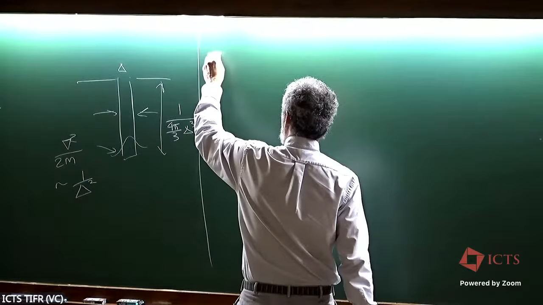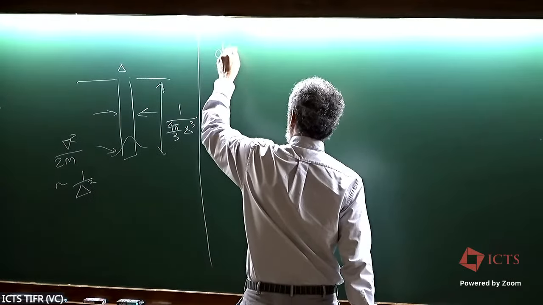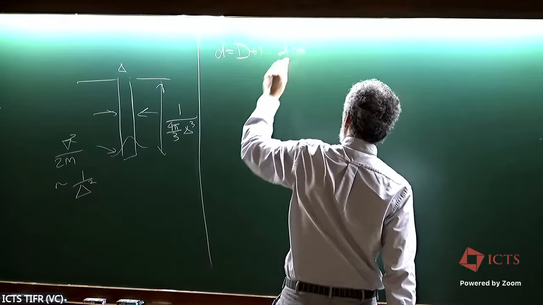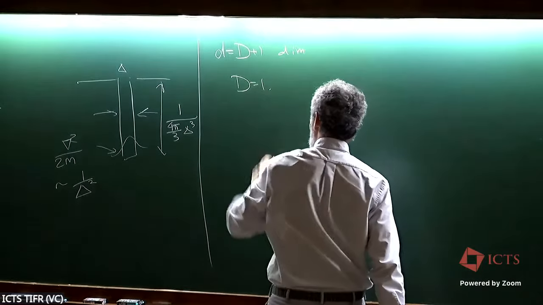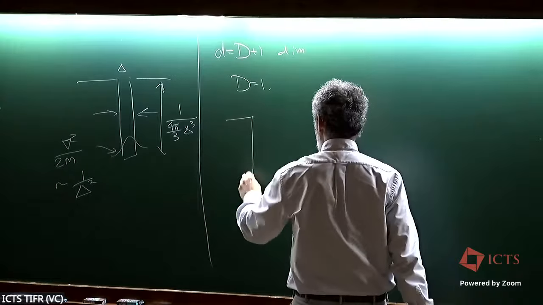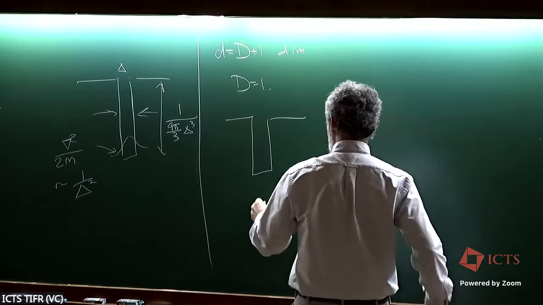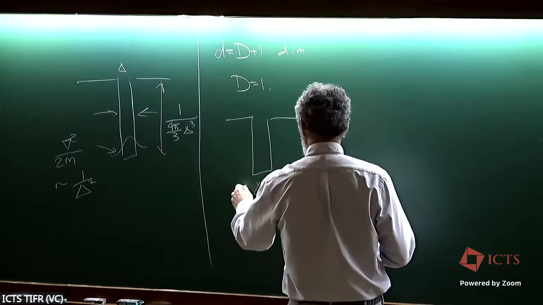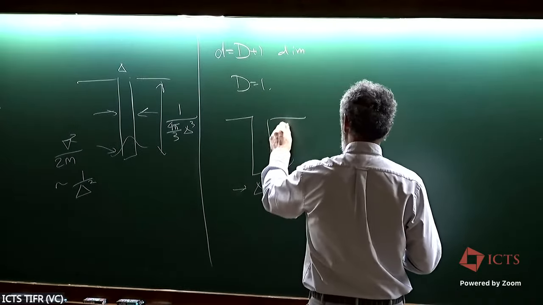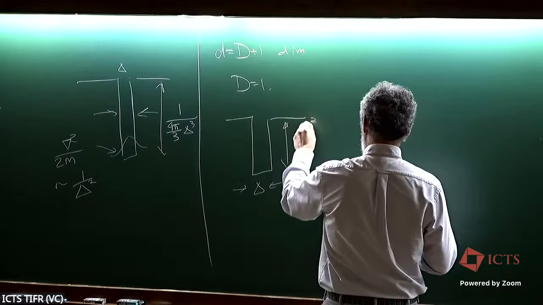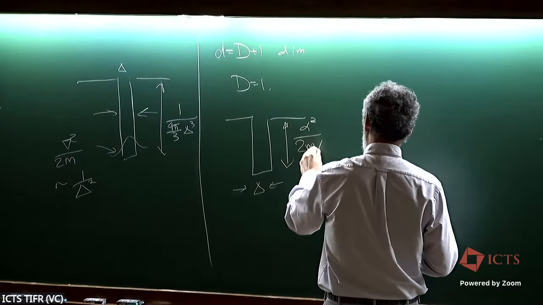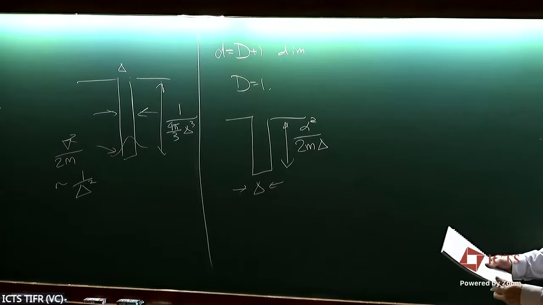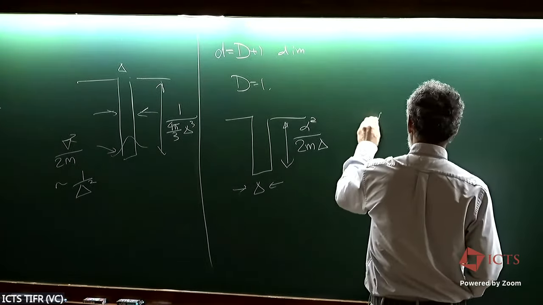So let me start off. I'm going to work in D equals capital D plus 1 dimensions, and we're going to start with D equals 1. And let's look at a square well. Very simple physics. I'm going to take this to be with width delta, and depth is going to be alpha squared over 2m delta, where m is the mass of the particle experiencing this potential. Alpha is dimensionless.